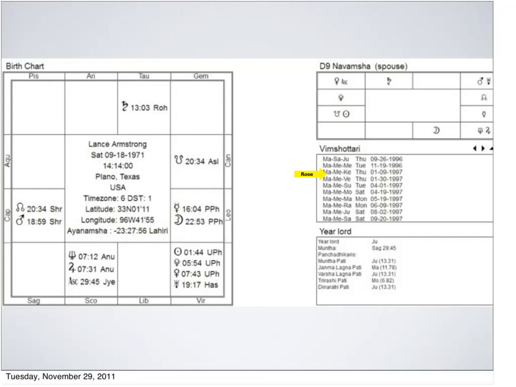Here in a Mars Mercury dasha, he became into remission with it. So Mars Mercury is in the 10th house here of career.